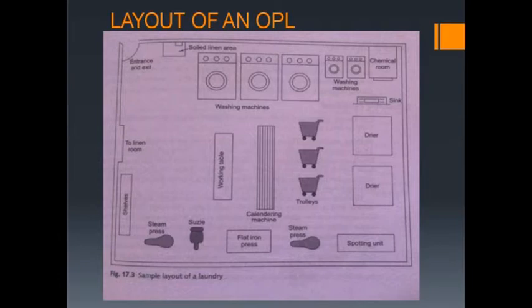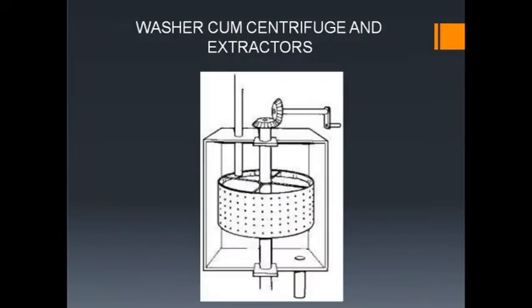Then these machines are stopped when that particular area of washing has been done. Then these clothes are kept inside the dryers, or the drying machines, so that the drying process can be done further. Then we have over here, just near to that dryer, a spotting unit.